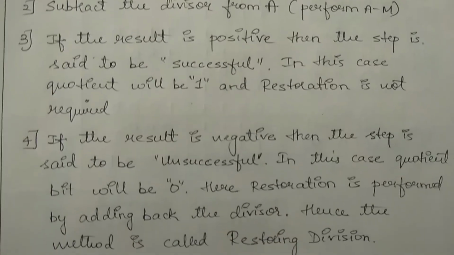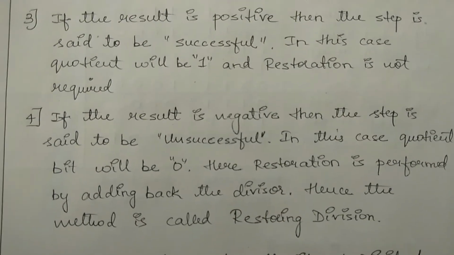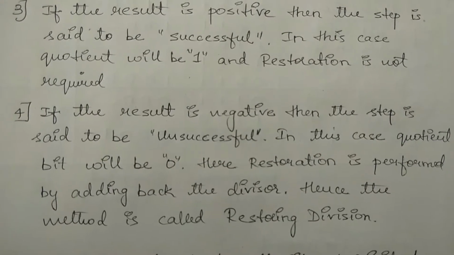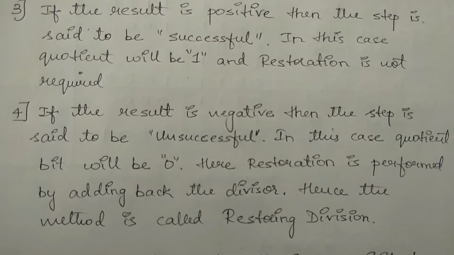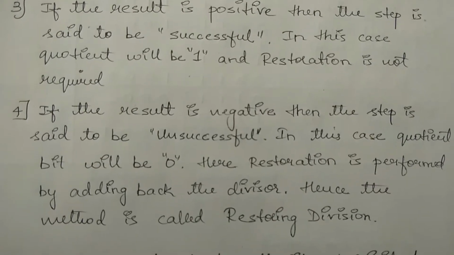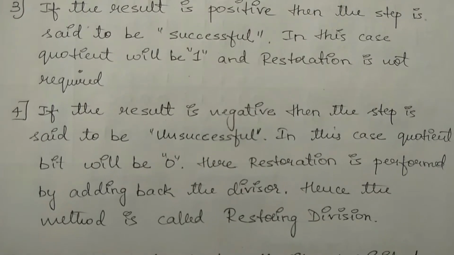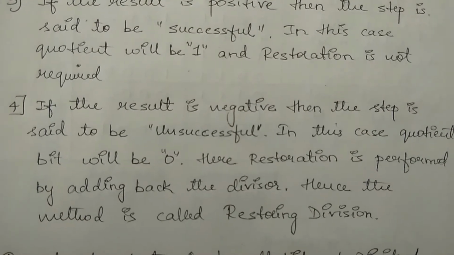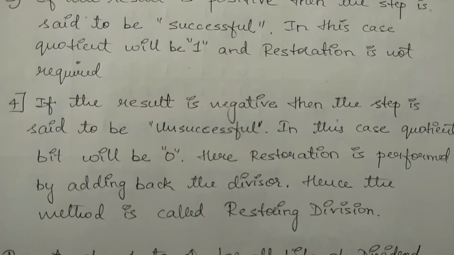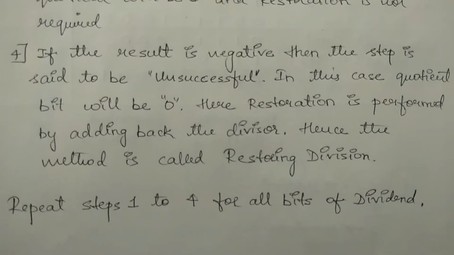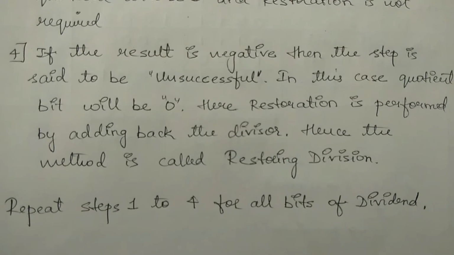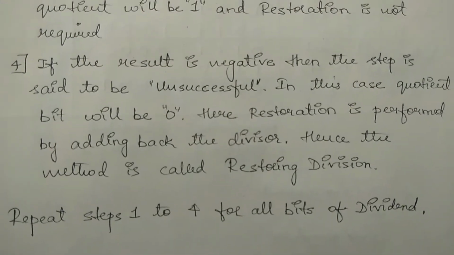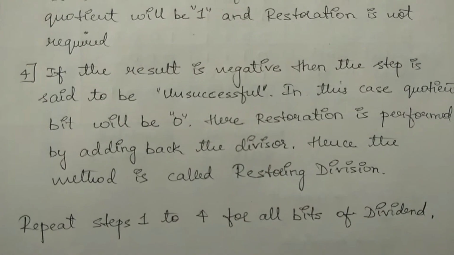And if we get the negative result, then the step is considered as unsuccessful. In this case, the quotient will be 0 and restoration is performed by adding back the divisor. Hence the method is called restoring division method. So we need to repeat all these steps for all the bits of the dividend. Now let's look into the example.